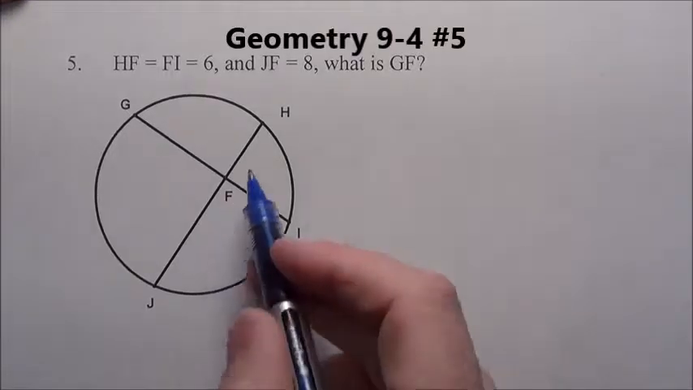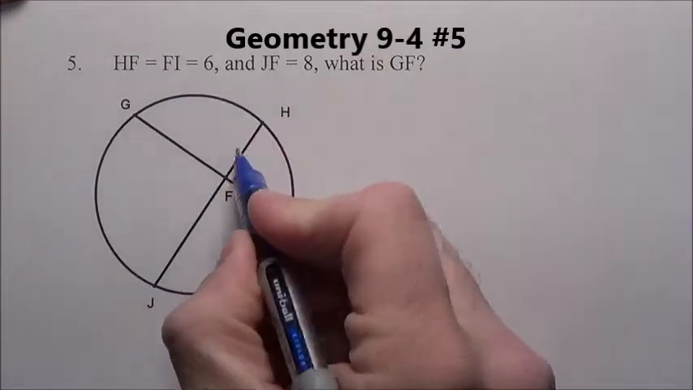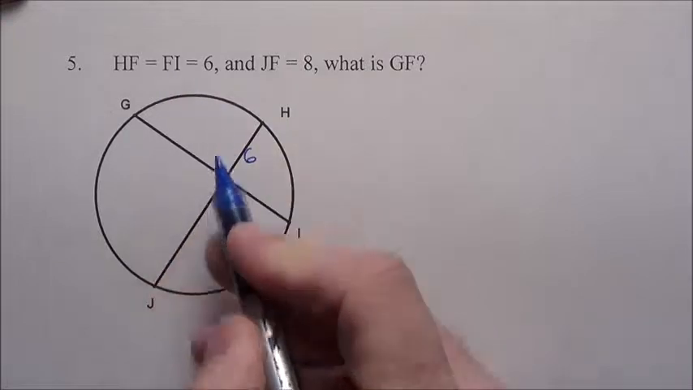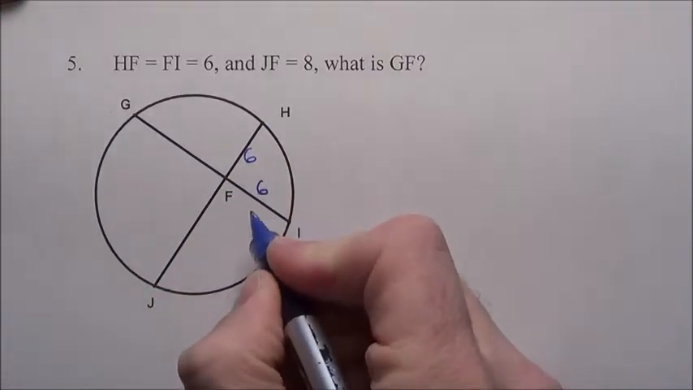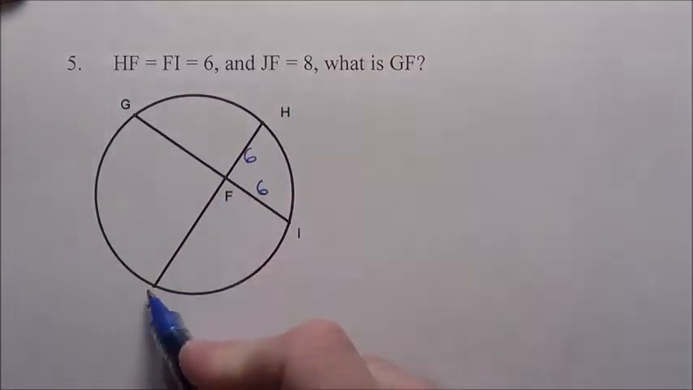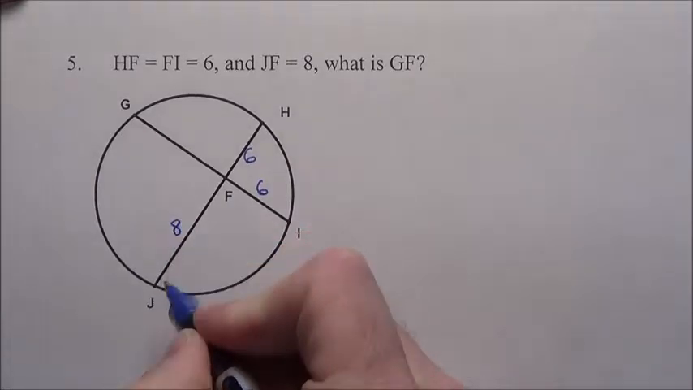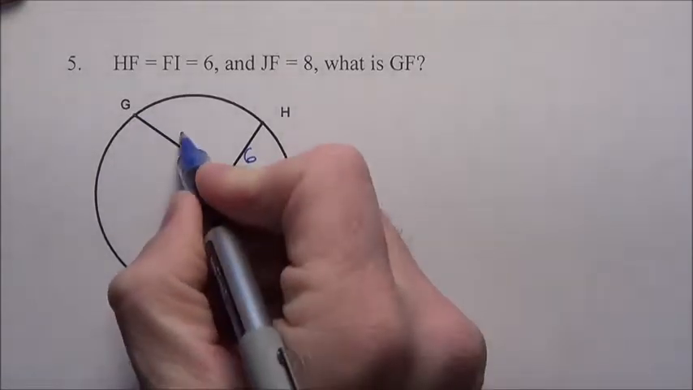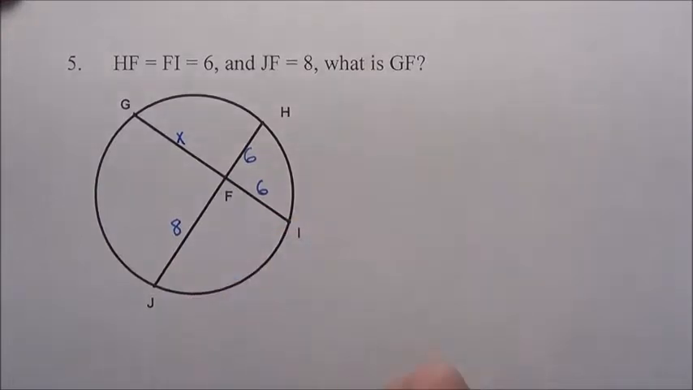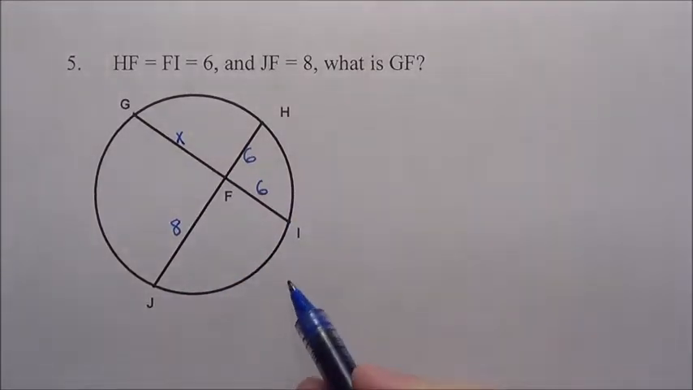Problem 5. It says HF is 6 and FI is also 6. JF, J to F, is 8. So what is this unknown? We're going to put X. We don't know what G to F is.